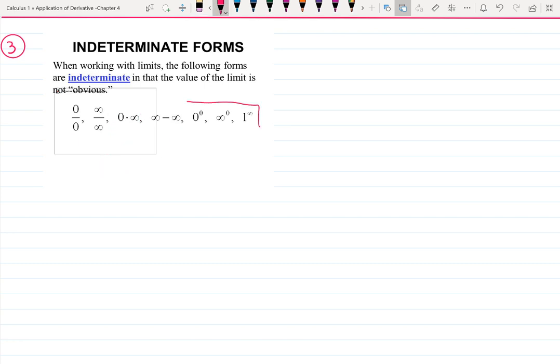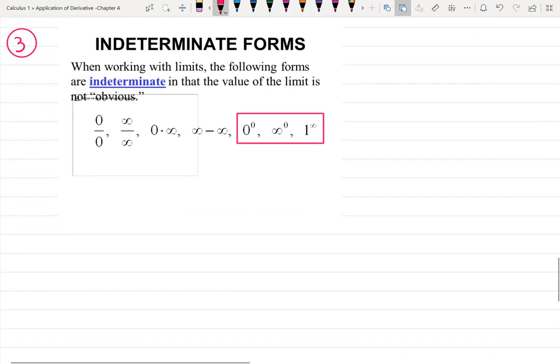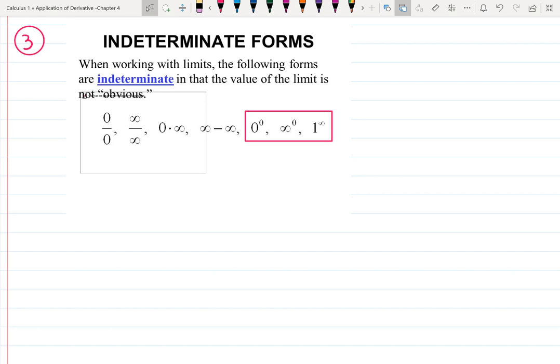And usually we discuss them together because they have the same form, as you can see. This form is something raised to something. It means we have a function that is moving, going somewhere, and it's raised to another function which is moving and going somewhere. And we have 3 types here: 0 to 0, infinity to 0, and 1 to infinity.